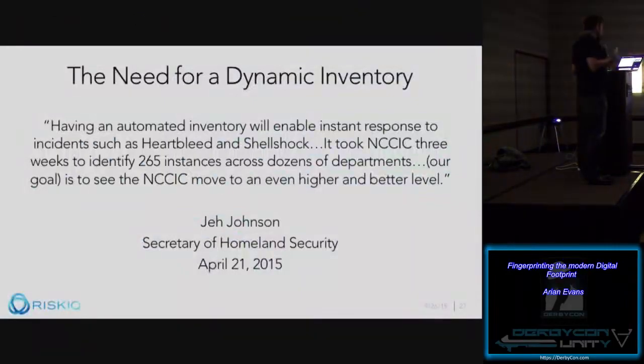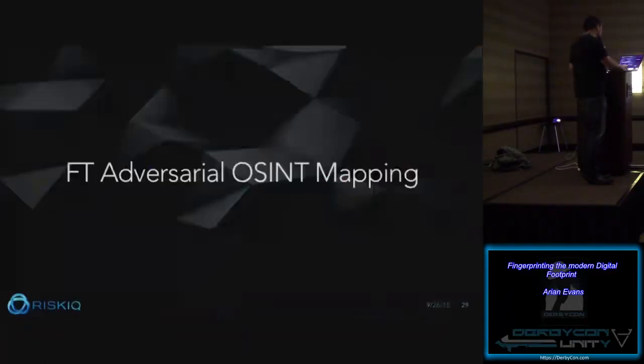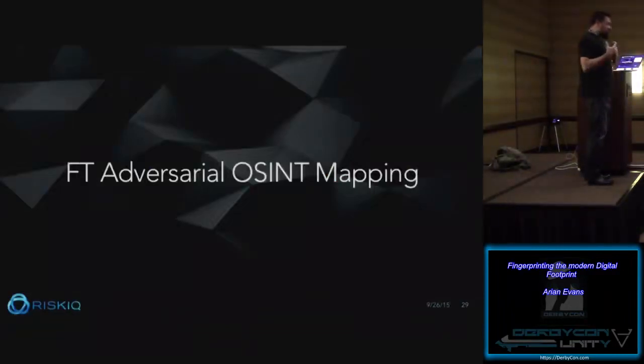So this slide always kind of makes me chuckle because, agencies, government agents aren't known for efficiency, but it took them 3 weeks to find 265 instances of deprecated SSL. So the things we want to put in an inventory is essentially we want to map out our known assets, including the third-party, shadow IT, and M&A. So how do we go about doing that?